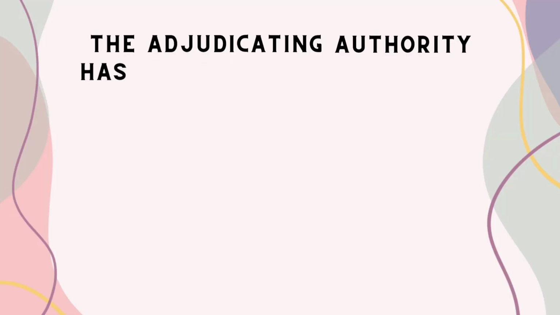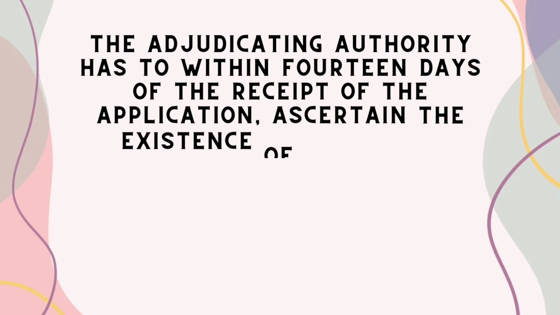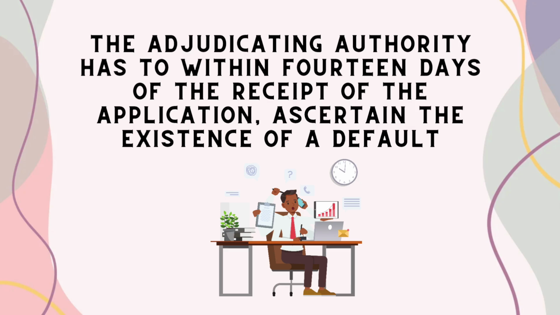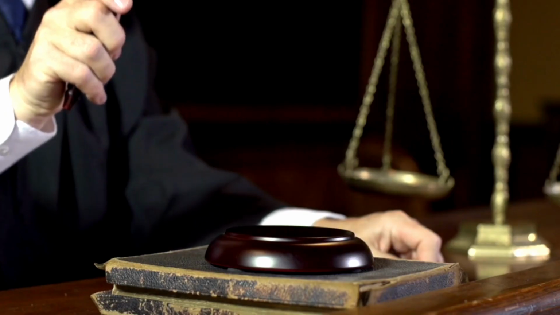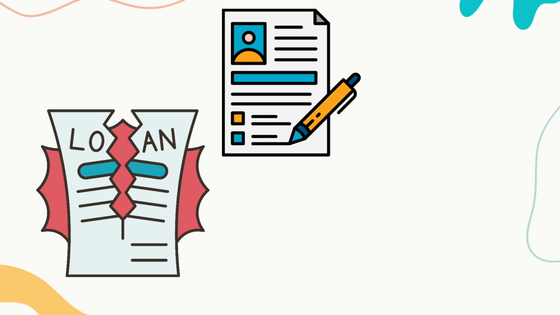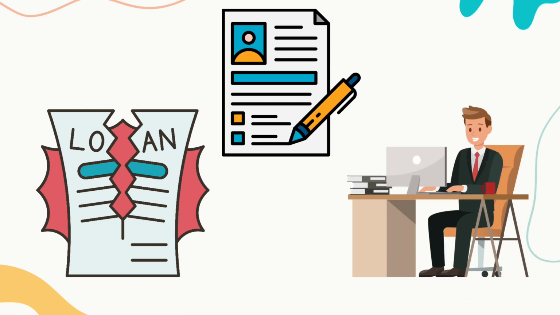The adjudicating authority has to, within 14 days of the receipt of the application, ascertain the existence of a default. If the adjudicating authority is satisfied that a default has occurred, the financial creditor's application is complete and there is no disciplinary proceeding pending against the proposed resolution professional, it can admit the application.